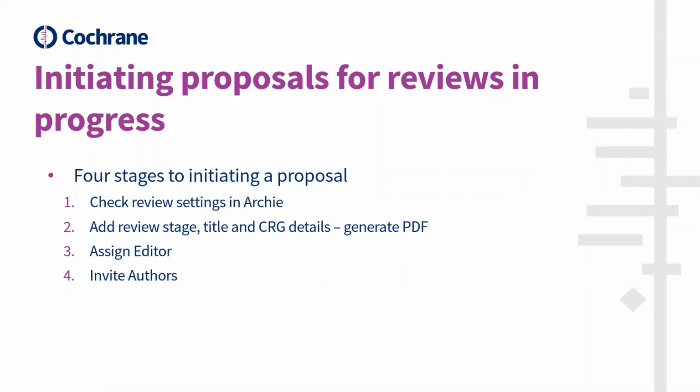So there are 4 stages that you go through when you're initiating a proposal, which we'll go through now. Firstly, checking the review settings in Archie, then moving to EM, adding the review stage, title and details of your group, and generating a PDF in the system. Stage 3 is to assign an editor, so the person who's going to be in charge of that review, fairly equivalent to workflow manager in Archie, if you like. And then finally, inviting authors, notifying them their next draft is due to EM. So we're just going to go to the training site now and have a look at that.